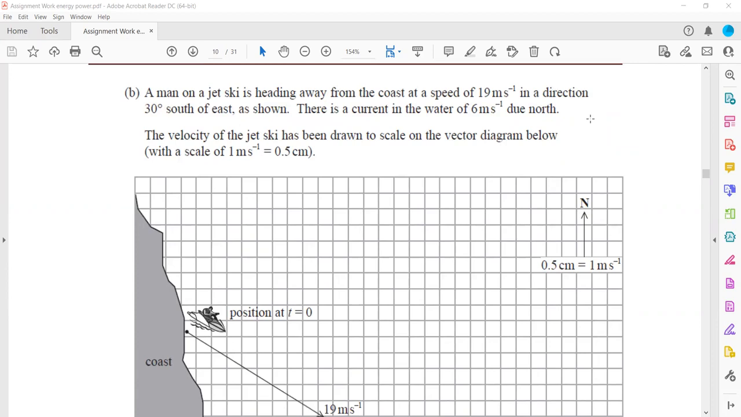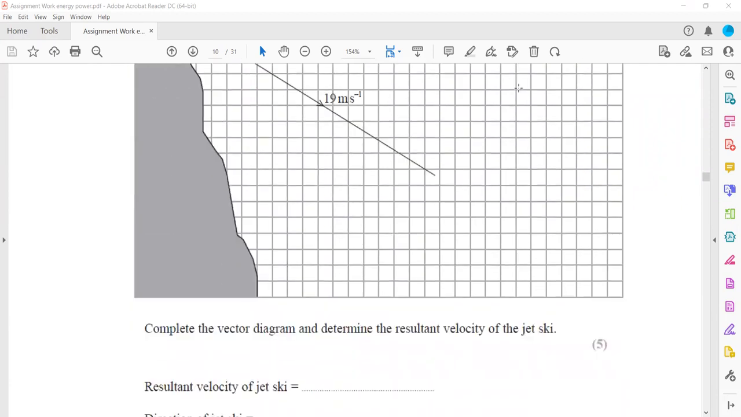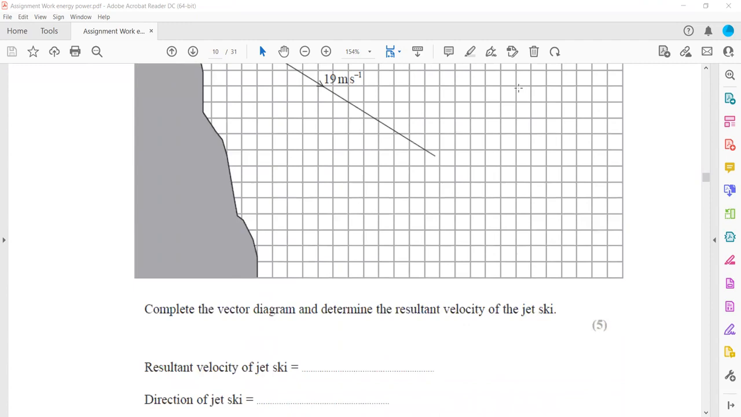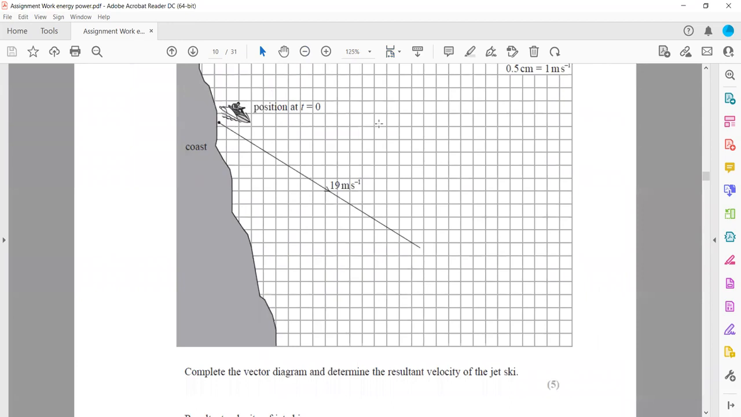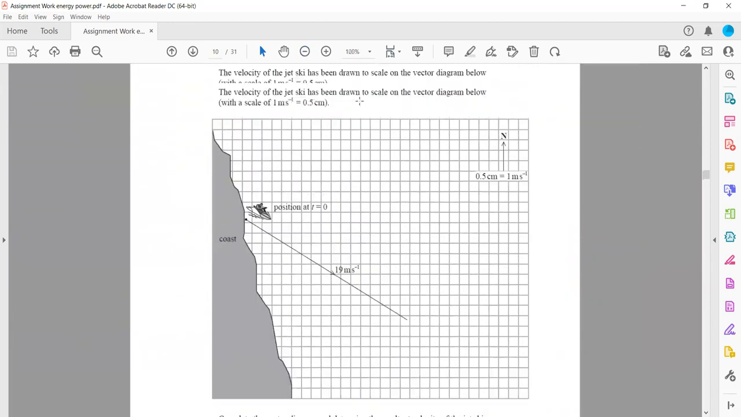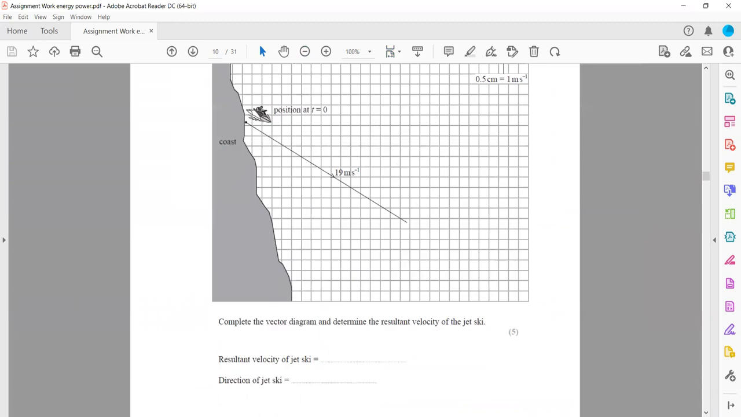So the velocity of the jet ski has been drawn to scale on a vector diagram below, with a scale of 1 meter per second equals 0.5 centimeter. What we have to do is find the resultant and direction of the jet ski. Direction here refers to the angle. So how to work out the resultant? They mentioned the water current is in the north. 6 means that is equal to 3 centimeter. A 3 centimeter line we will draw, and that is in the direction of north.